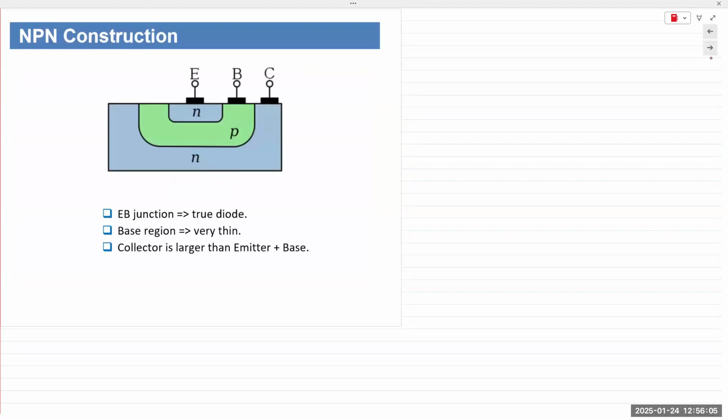NPN transistor. Now, it would be very easy to just say, okay, these are 2 back-to-back PN junction diodes, right? But that's not why it's interesting. The reason is the physical construction is very different than just 2 normal PN junction diodes.